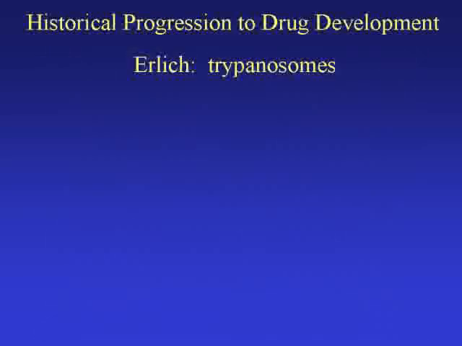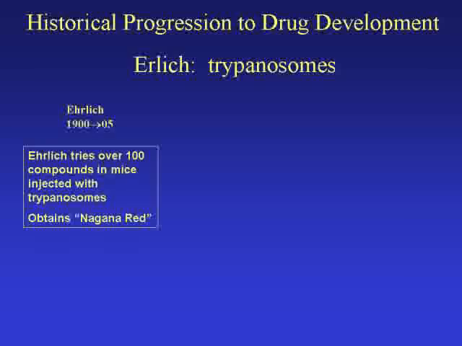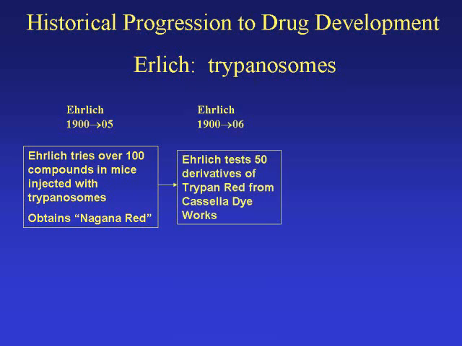On to Ehrlich's work with trypanosomes, which cause sleeping sickness. In the early 1900s, Ehrlich tried over 100 compounds in mice injected with trypanosomes and found the somewhat effective compound Nagana red. At this time, Ehrlich also tested 50 derivatives of trypan red from Casella Dye Works in what we might call a structure-activity relationship study, or at least an early form of a SAR.